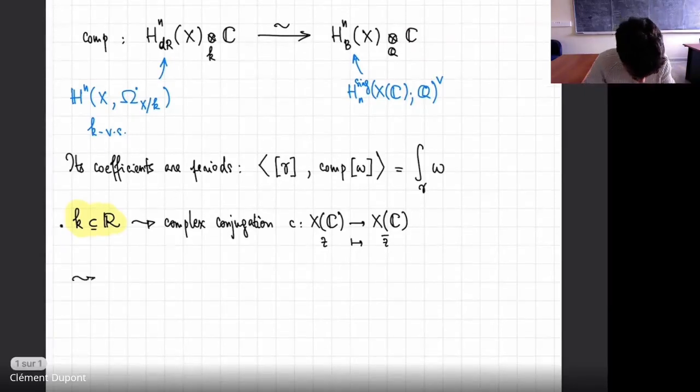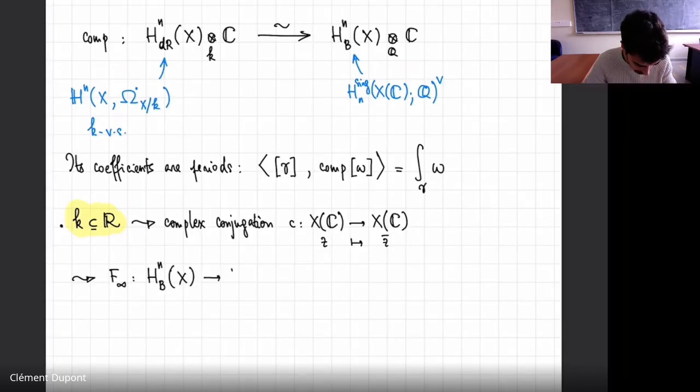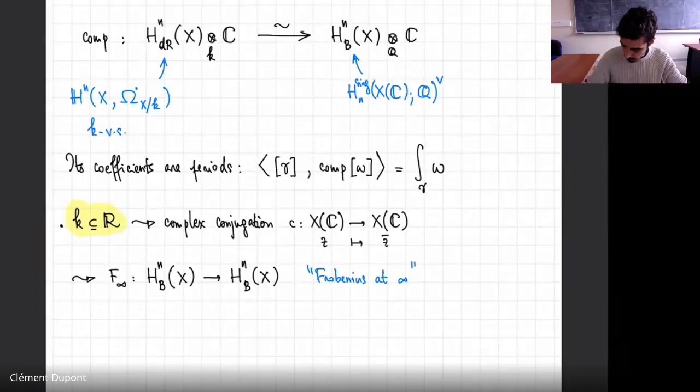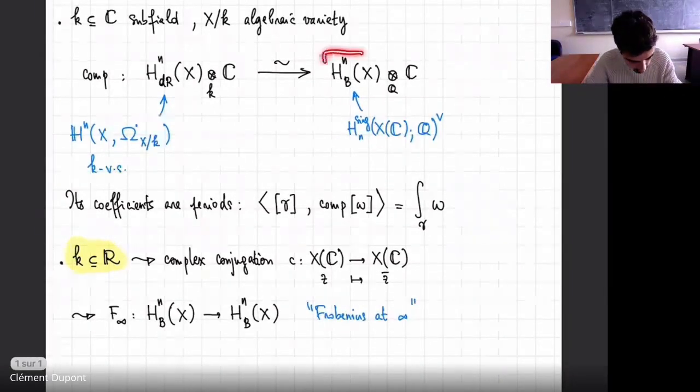Okay, and this you call the Frobenius at infinity, F sub infinity. It's just what complex conjugation induces on Betti cohomology. So the notation is F infinity because we think of this as the Frobenius at infinity. Maybe I'll make a comment about this in a minute. So it's an involution of this guy here.